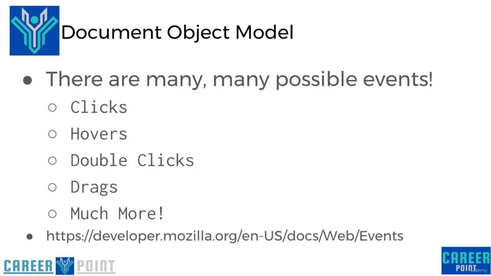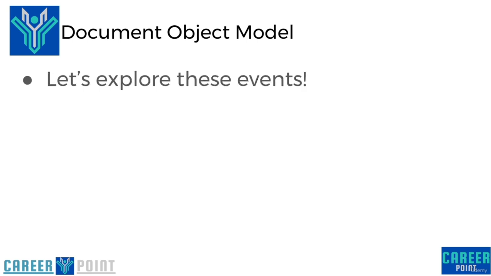So there are many, many possible events. Just a few of them are things such as clicks, hovers, double clicks, dragging, and there's much more. If you're really interested in all these events, check out this link right here. You can just Google search developer Mozilla document object model events, and it'll probably take you to this page, but there's the link if you want it. We're just going to show you a few of the most useful events. So let's explore these events.